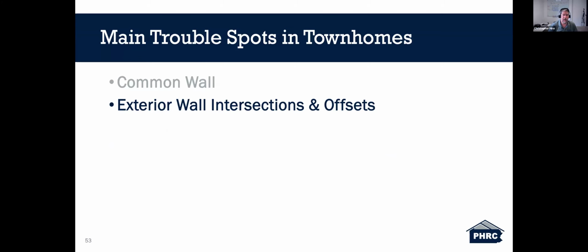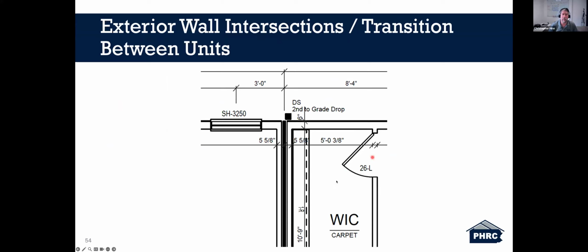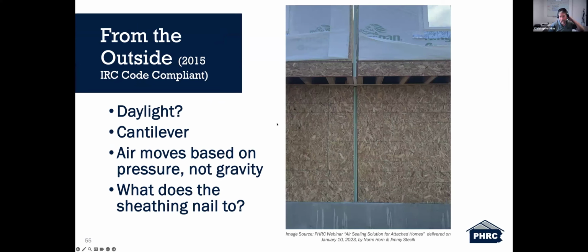Moving into the second point here, which is your exterior wall intersections or offsets. This is what we're looking at here, right? So we're going to call it unit one over here where it has the window, and then we have unit two over here, which is the walk-in closet. This intersection here is what we're going to look at. Looking at this picture here, you may be like, Chris, that doesn't happen. But if you look at the code in 2015, it said that the area separation wall, or that fire resistant wall assembly, must extend from the foundation to the underside of the roof sheathing. It didn't say anything about the intersection at your exterior walls. So this would have been code compliant. And as you can see, bullet point number one, daylight, which, yep, we can see quite a bit of that.